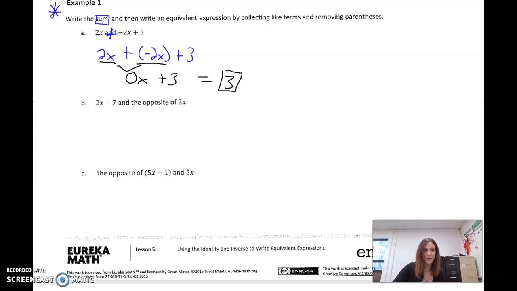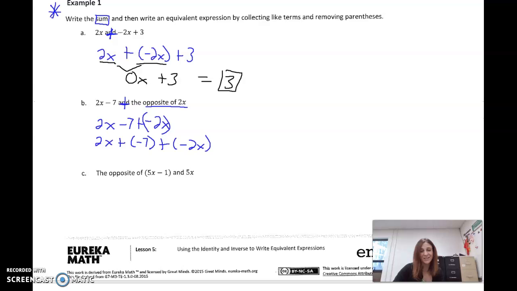All right. We're finding the sum still, right? 2x minus 7 and the opposite of 2x. Well, okay. What's the opposite of 2x? Negative 2x, right? Don't overthink it. If it's positive, it's negative. If it's negative, it's positive. So we have 2x minus 7 plus negative 2x. Change it to addition. That's what we've been doing. Keep, change, change.